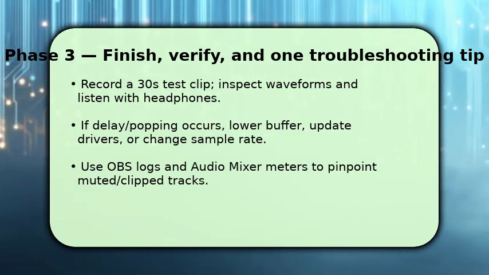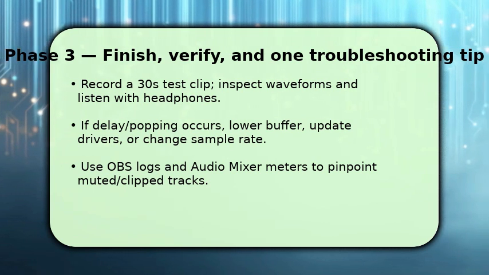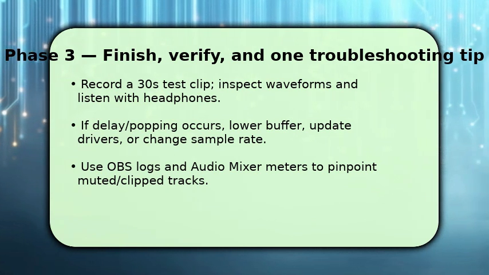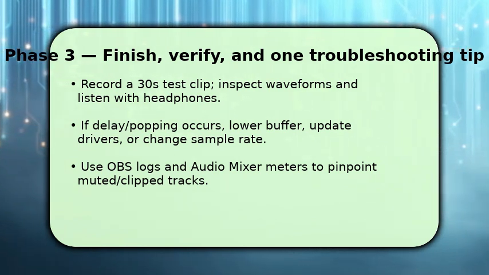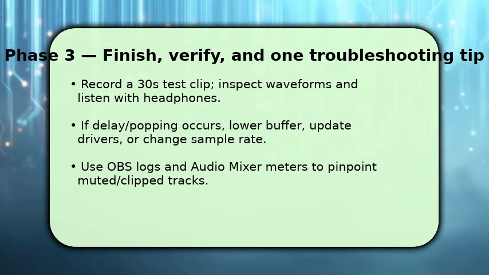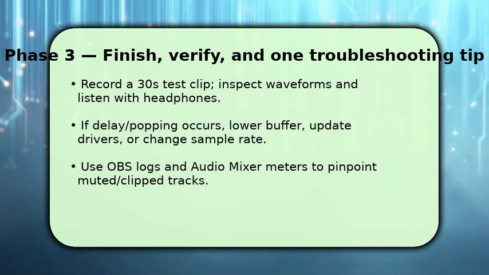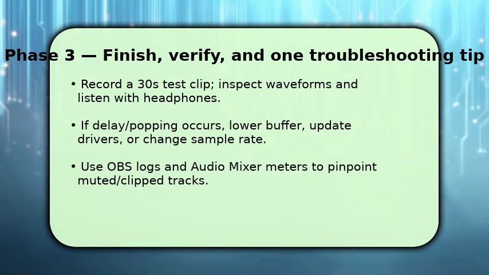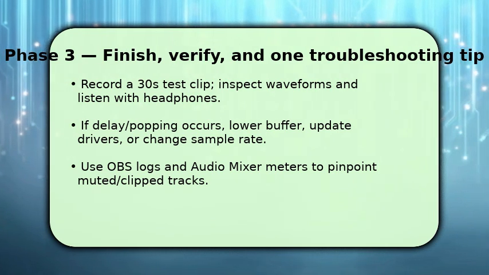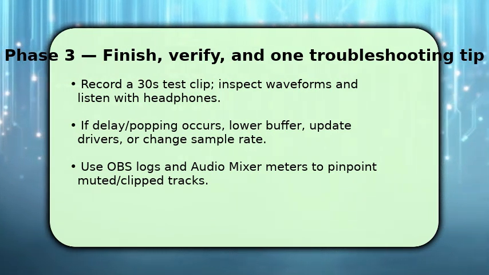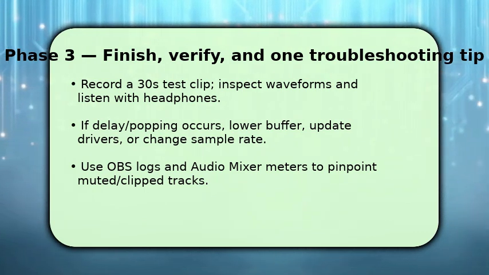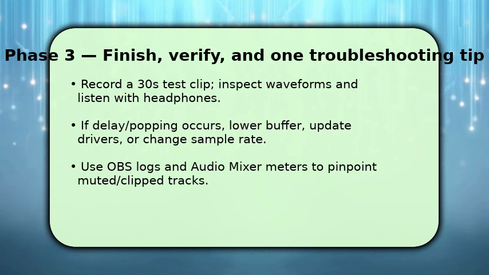Test, observe, fix. Record a 30-second clip while monitoring headphones. Inspect waveforms for clipping and watch OBS meters for peaks. If you hear delay or pops, lower audio buffer in your audio interface or ASIO panel, update drivers, or switch sample rate between 44,100 and 48,000 and retest. Make sure OS and OBS match. If problems persist, open OBS logs and search for audio device errors. Then restart OBS after changing drivers or device settings.